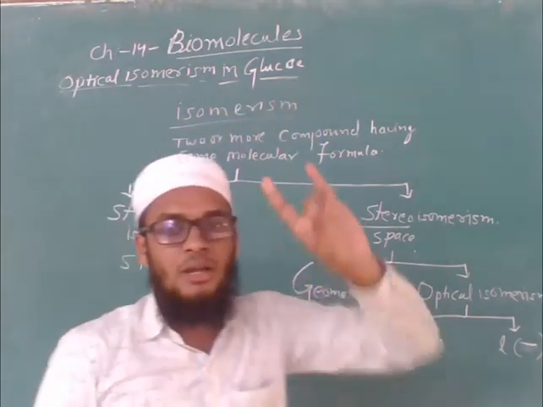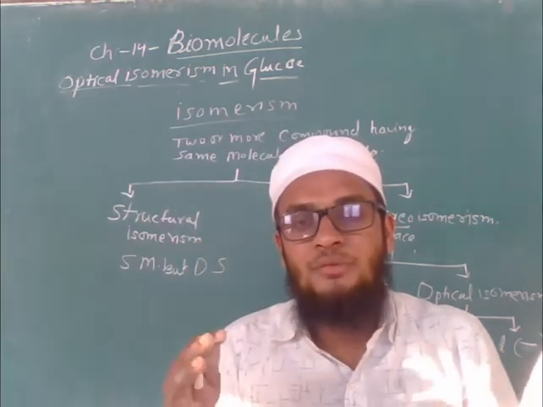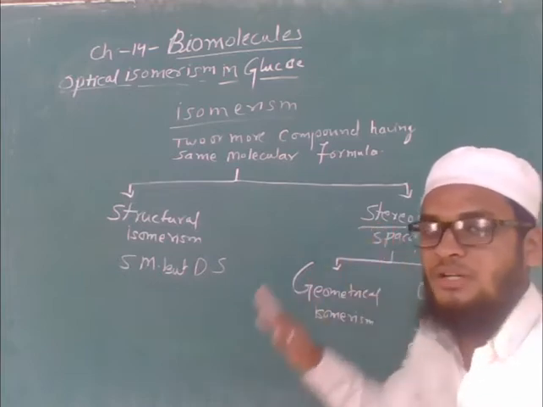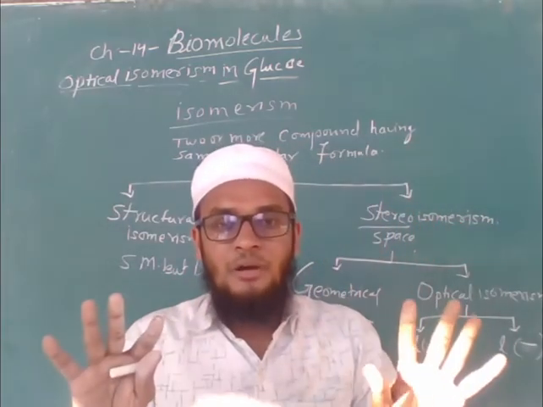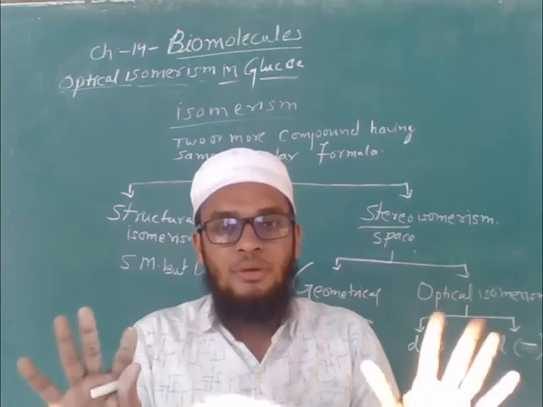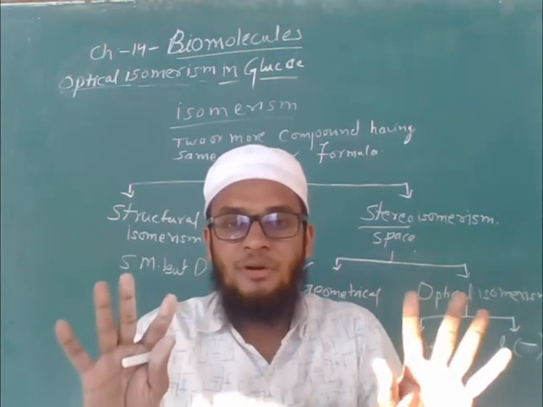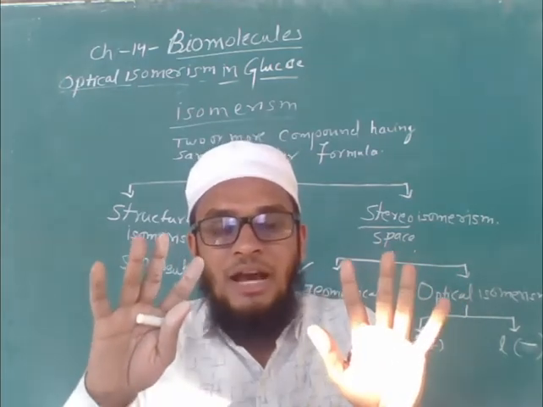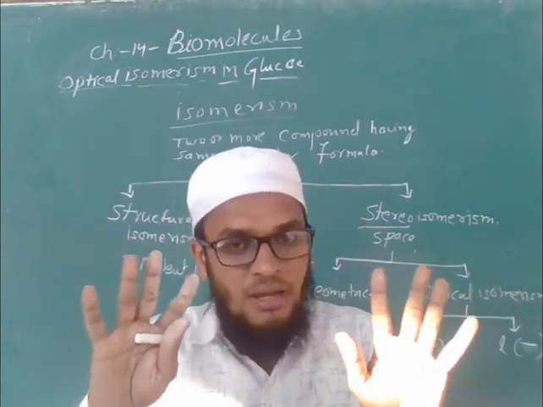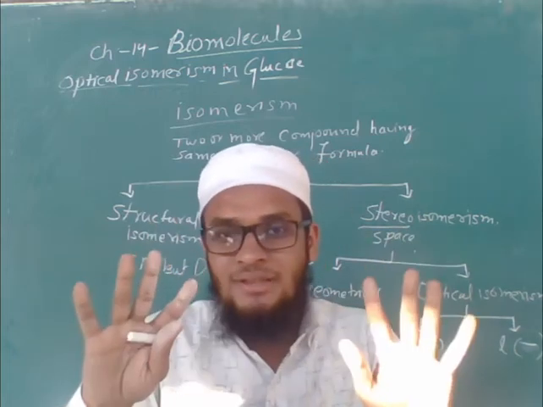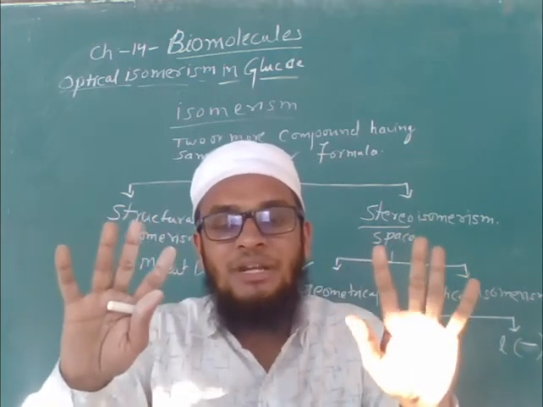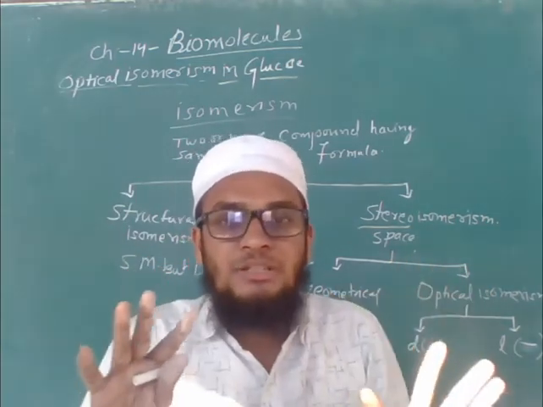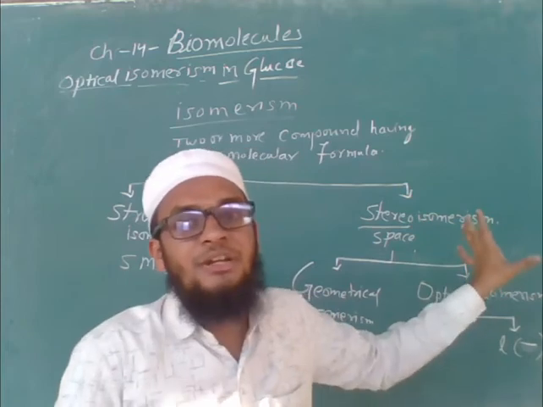So I have come from isomerism. What is isomerism? Two or more compounds having the same molecular formula. Then we moved toward stereoisomerism. What is stereoisomerism? Let's say two compounds, for the sake of understanding, this one and this one. These two compounds have the same molecular formula, same structural formula, but what's the difference? The difference is the arrangement of atoms in space. Their arrangement is quite different. That's why we call it stereoisomerism.